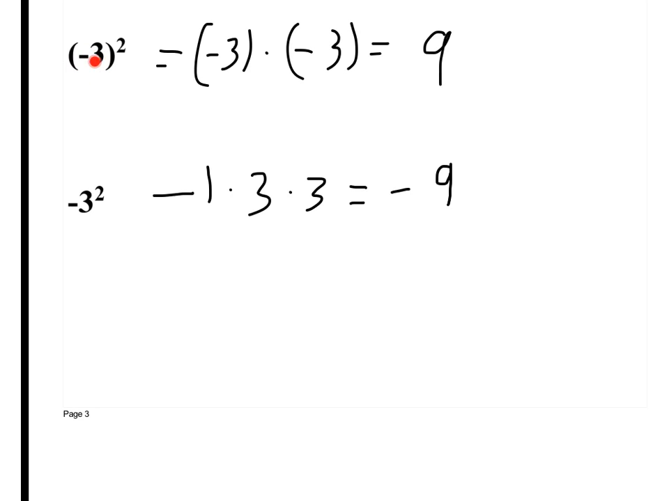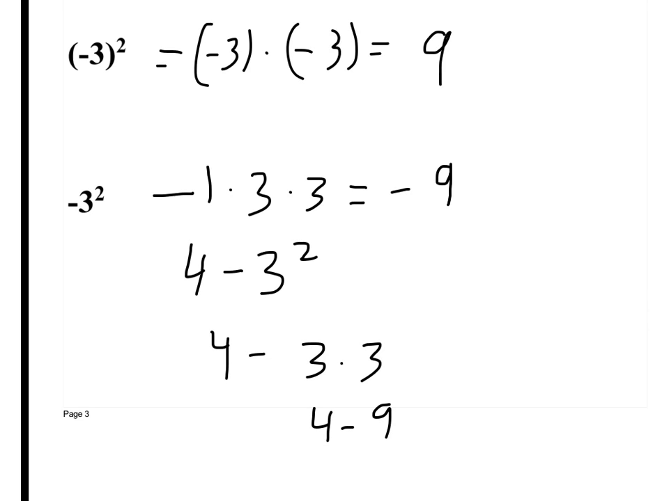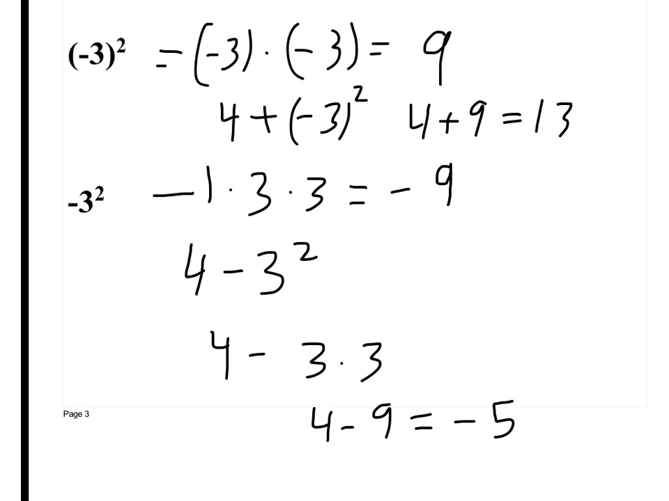Alright, so let's look at the difference. Negative 3, when it's included in parentheses, gives positive 9. When it's outside, the negative is not included with the squared, and you do 3 times 3. It's kind of like this. If I did 4 minus 3 squared, I would do 4 minus 3 times 3, which is 9, so I do 4 minus 9. Here, since it's included in parentheses, I would do 4 plus 9. See the difference? Here I get 13. Here I get negative 5.